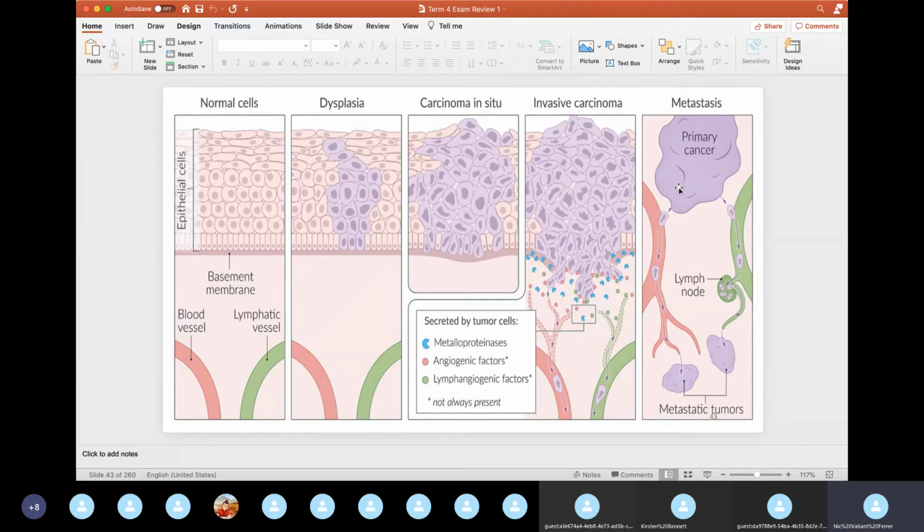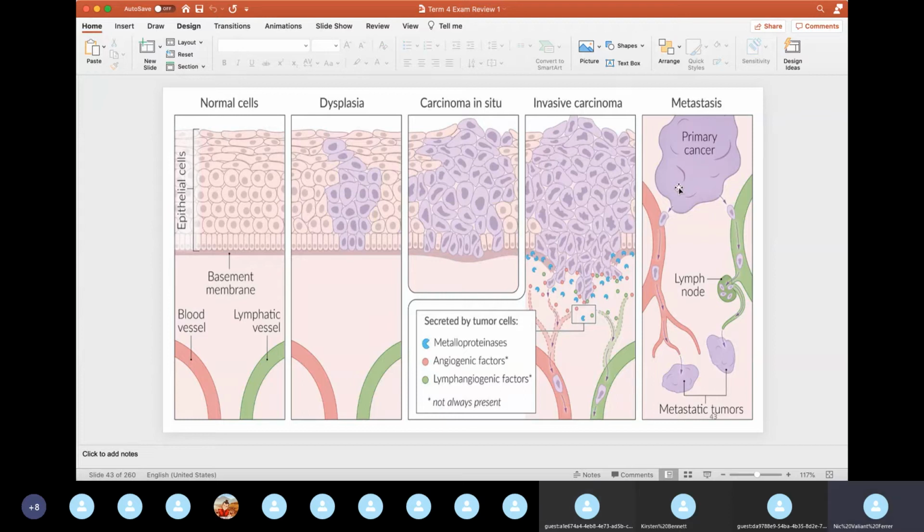Now, if this progresses, it becomes carcinoma in situ. In situ means on the site, okay? Carcinoma in situ. This is pre-invasive, okay? So what happens here? You have irreversible severe dysplasia. Does it involve the entire thickness of the epithelium? Yes or no? Look at the image. Does it involve the entire thickness of the epithelium?